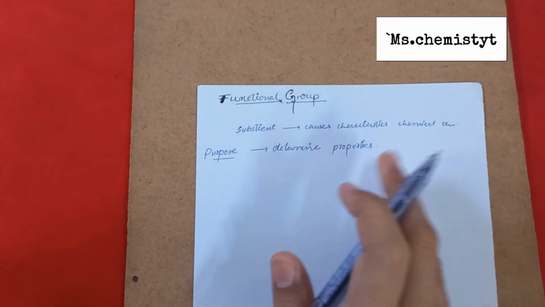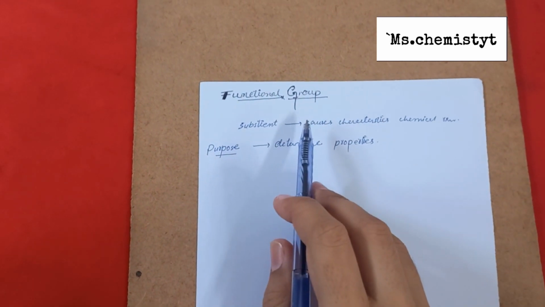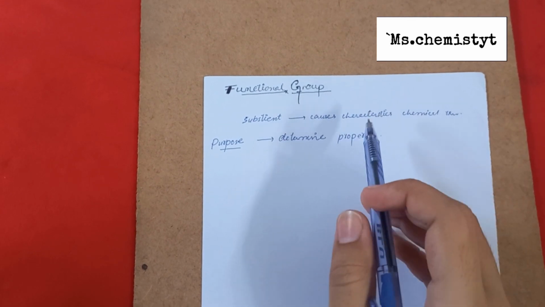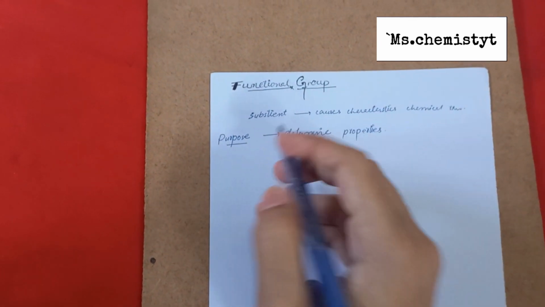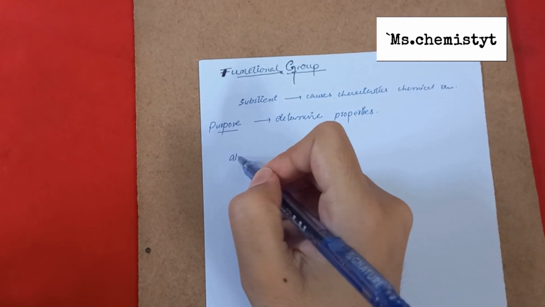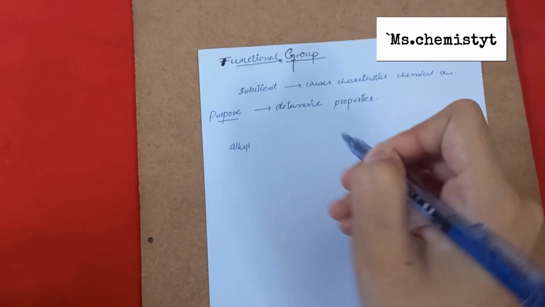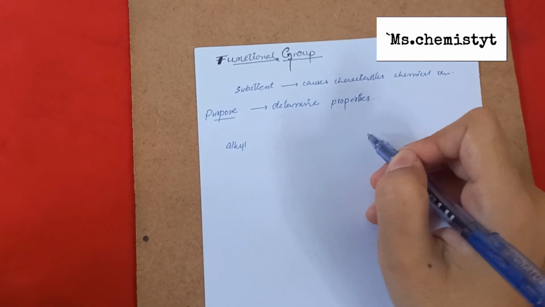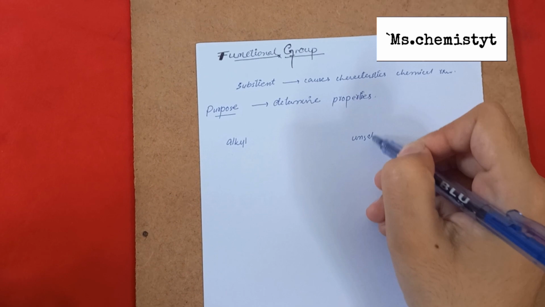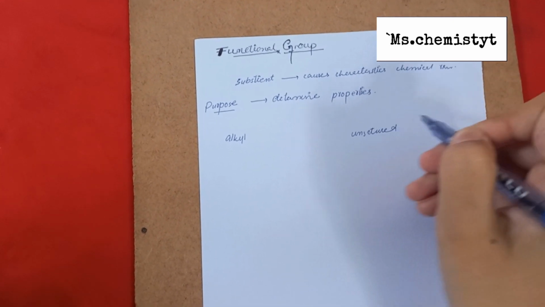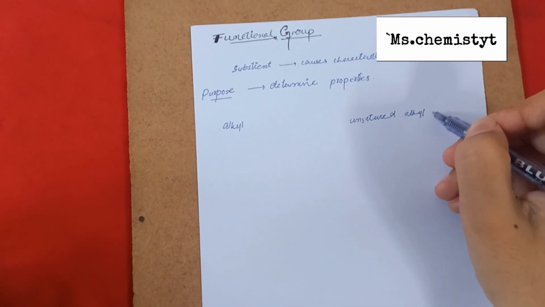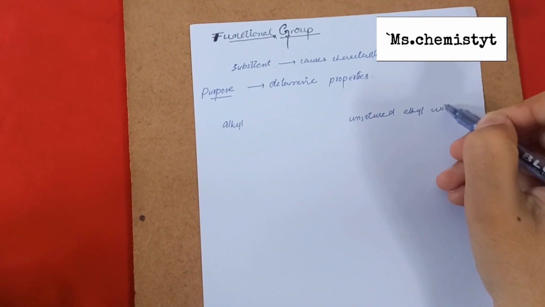So what is the functionality of the functional group? How do they work? They are actually directing and controlling the organic reaction. For example, we have alkyl chains or alkyl groups, and here we have the unsaturated alkyl group, which possesses a functional group: an unsaturated alkyl group, an alkyl with a functional group.